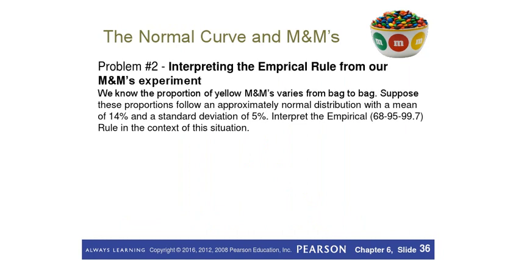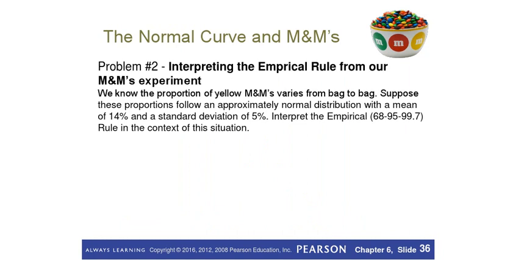Well, we've actually dealt with this before. Let's go back to our M&M's experiment, where we were told that the mean of the distribution of yellow M&Ms is 14%, with a standard deviation of 5%, of all bags of M&Ms. So let's interpret this 68, 95, 99.7% rule in context.